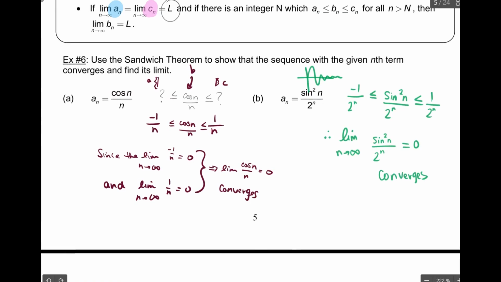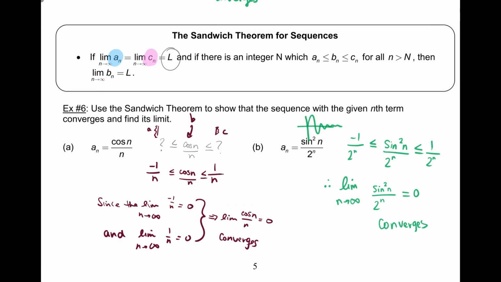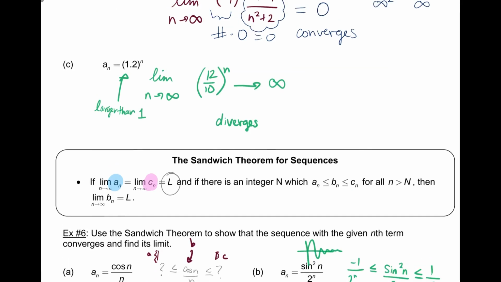All right, so last time we worked on the sandwich theorem, which means if there's one, I thought I drew it.